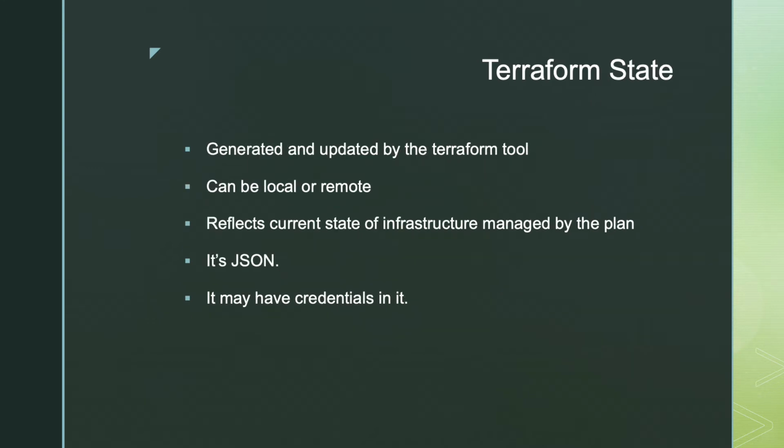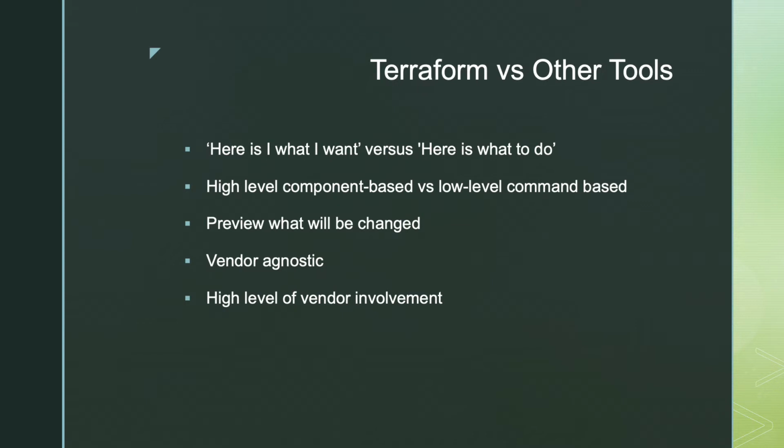A Terraform State file is a JSON format file created and updated by the Terraform tool and should not be edited directly. It can be local on disk or remote in the cloud over various protocols. In our examples, we're going to store it in S3 in a private bucket. It reflects the current state of the infrastructure described by the plan and should be kept in private and not in Git, since it may contain credentials or other sensitive information, depending on what you're managing.